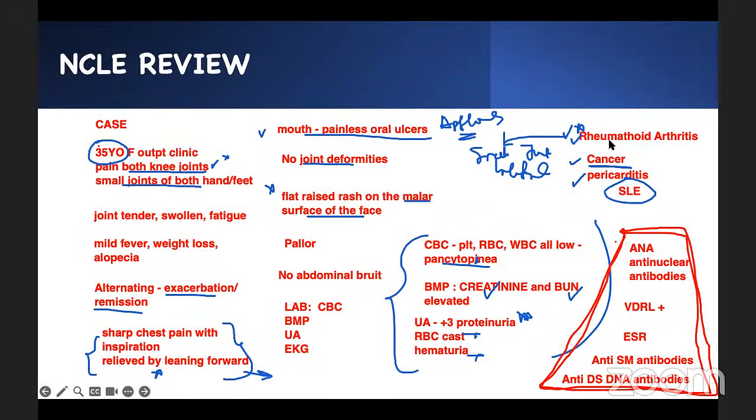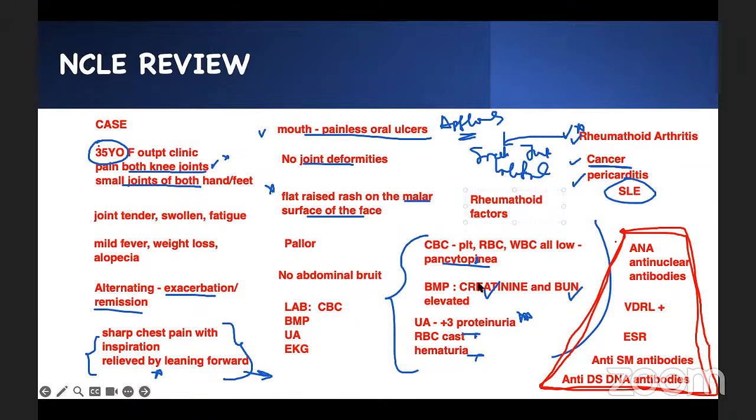If we think this is rheumatoid, we should order what? If we think this is rheumatoid, what lab work are you going to order? You're going to order rheumatoid factor, RF, right? Rheumatoid factor. It will be elevated, but we don't think this is a rheumatoid disease. So that's what you're going to order.